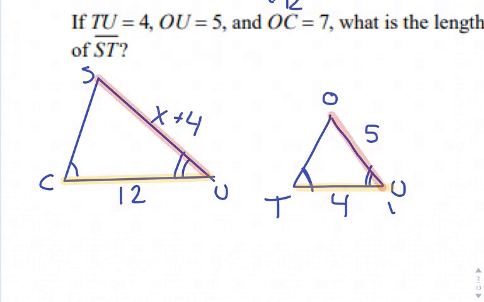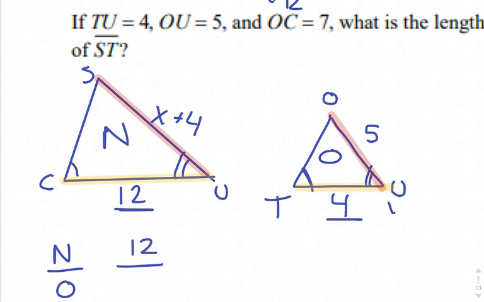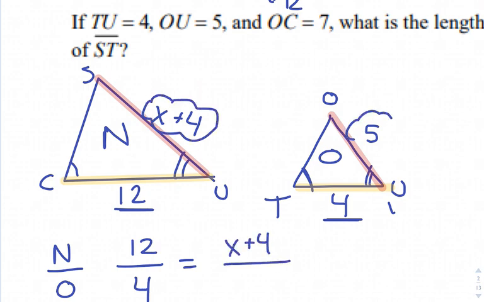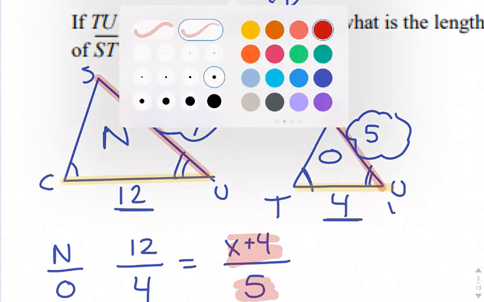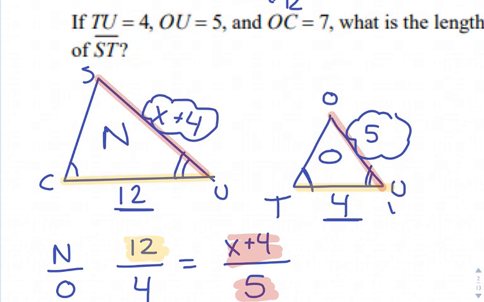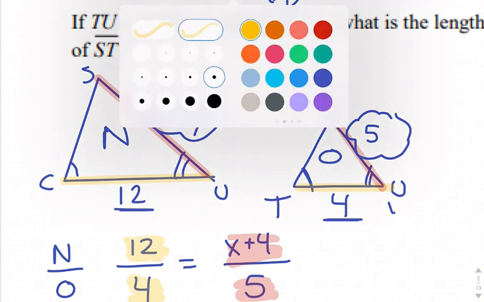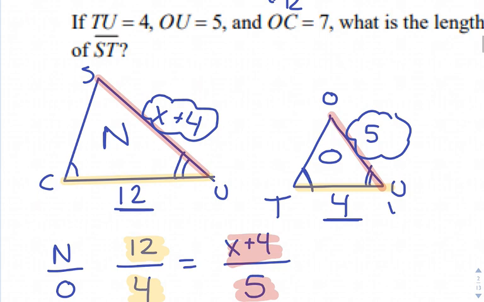And now I'm going to set up my new over original. So I'm going to pick my yellow side first. So my yellow side is 12. My corresponding yellow side is 4. Then I'm going to go over to red. So in my new triangle, it's X plus 4. In my original triangle, it is 5. So I got red over red here. And then I got yellow over yellow here. So make sure your proportions look something like that.